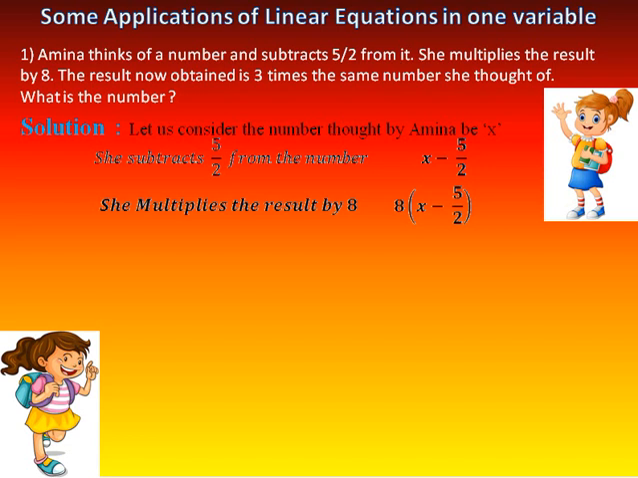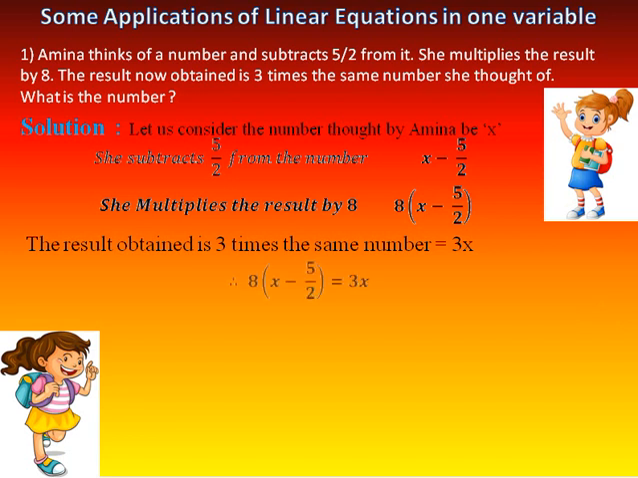She multiplies the result by 8, means 8 into (x minus 5 by 2). The result obtained is 3 times the same number, means 8 into (x minus 5 by 2) is equal to 3x. So multiply this 8 with (x minus 5 by 2), that is 8x minus 8 into 5 by 2 is equal to 3x.